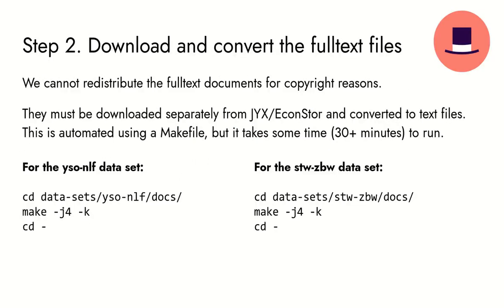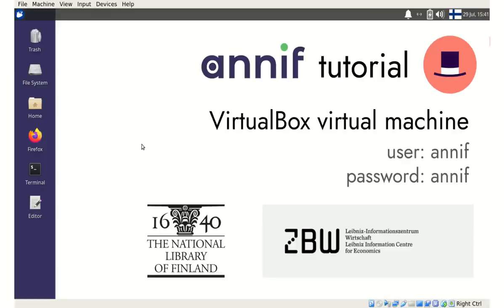The second step is to download the full text files and convert them to text files. Due to copyright reasons, we cannot redistribute the full text documents, so they must be downloaded from YSO or EconStore, and the PDF files must be converted to text so that Annif can process them. This is all automated using a makefile, but it takes about half an hour or more, depending on the speed of your internet connection, to run it. Here you can see the commands that you need to run, depending on which dataset you've chosen.